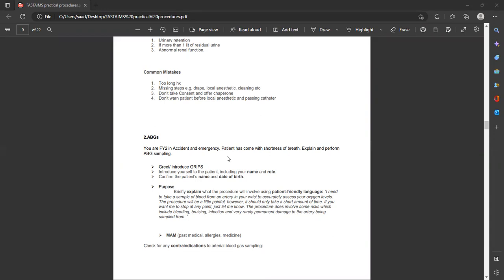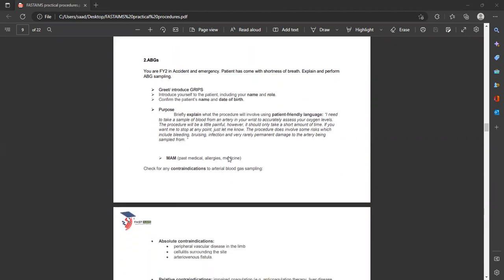That's great. So you have seen how they do the step of cleaning and then draping, and then how they pass the catheter and then attach it back. These are the important steps that you need to remember while performing this catheterization.